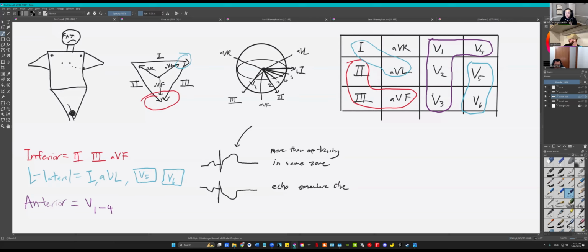Anterior leads, that's easy. They're all these four, they're just sitting right next to each other. Inferior leads, same thing. They're right next to each other down here.